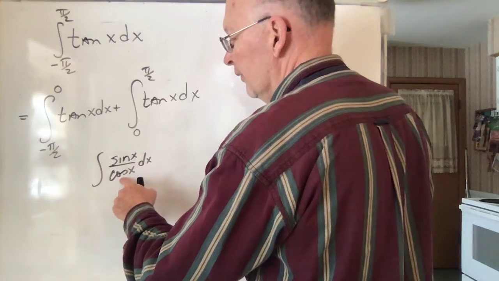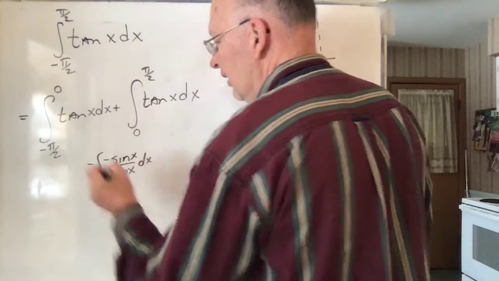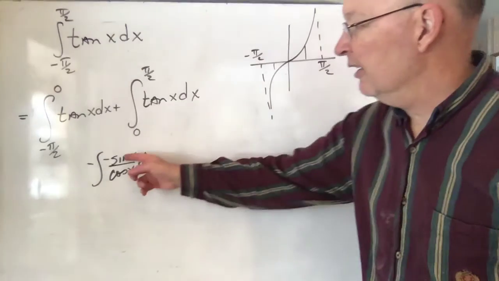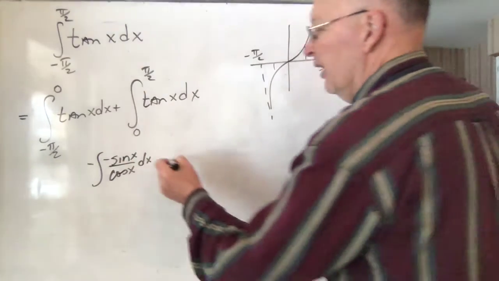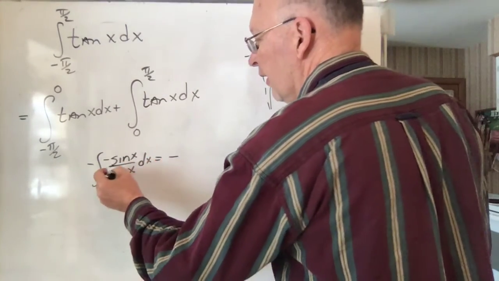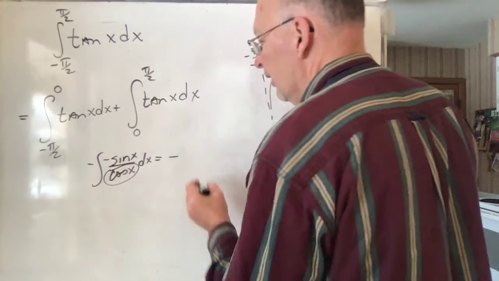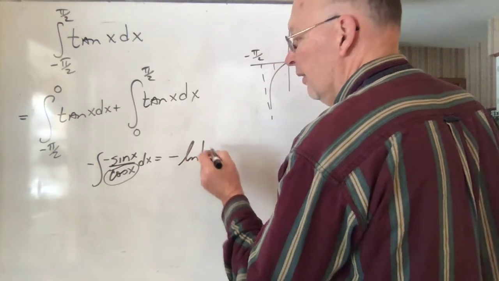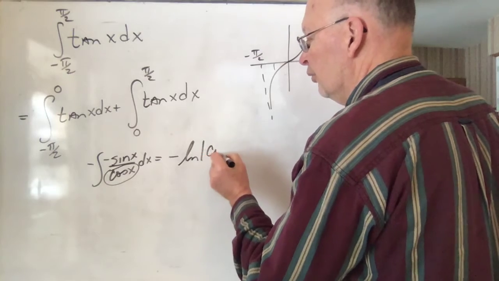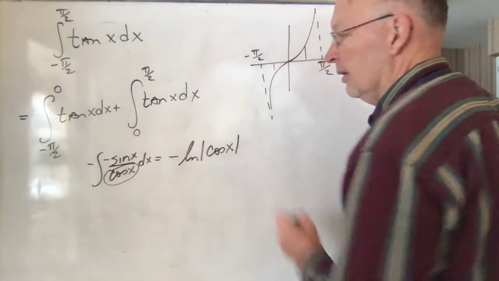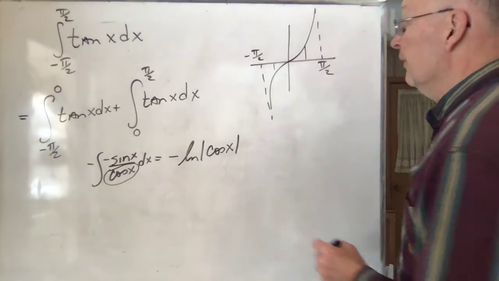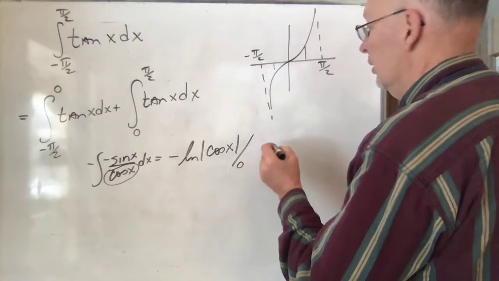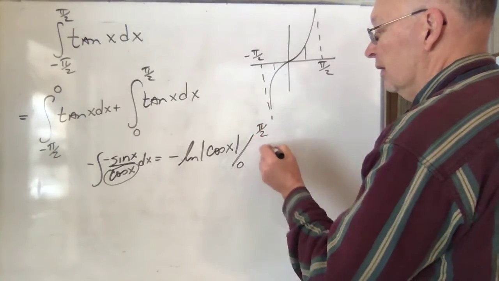And the derivative of the cosine is the negative sine. So I can put a negative here and also a negative there. Then that's the negative of the ln of this, ln of the absolute value of cosine of x. There's the antiderivative from 0 to pi over 2.